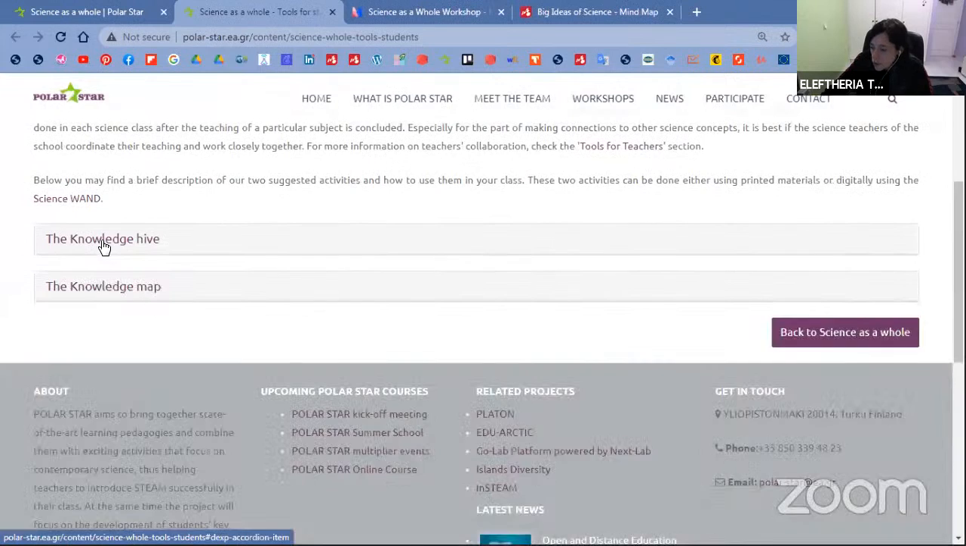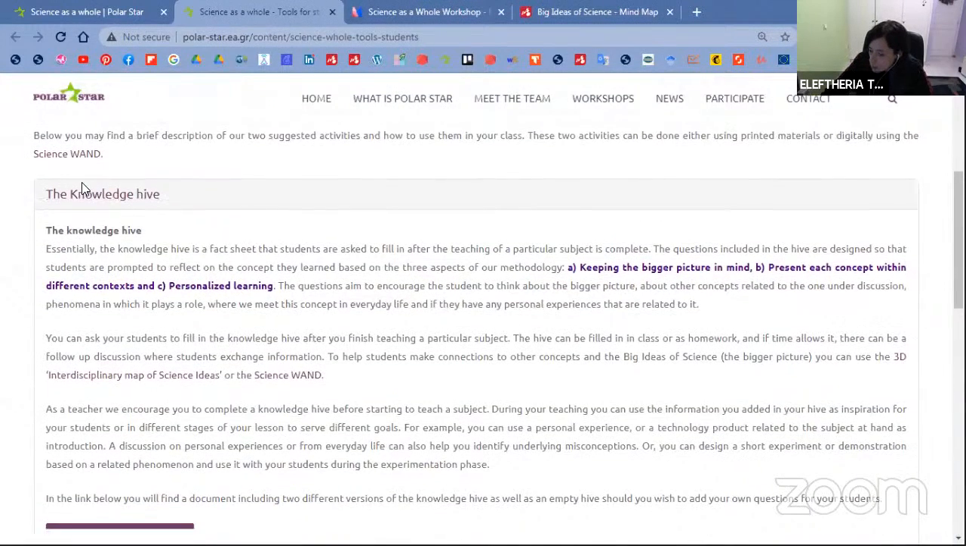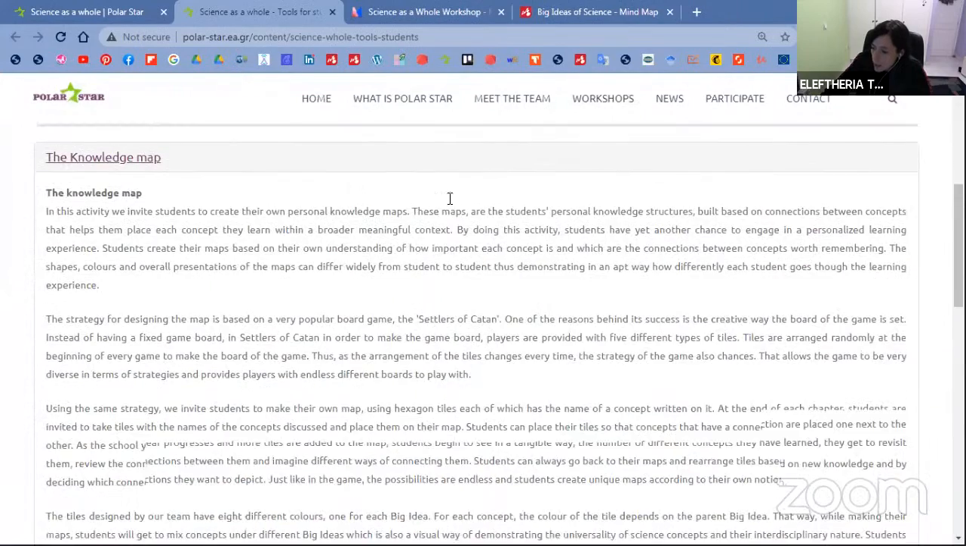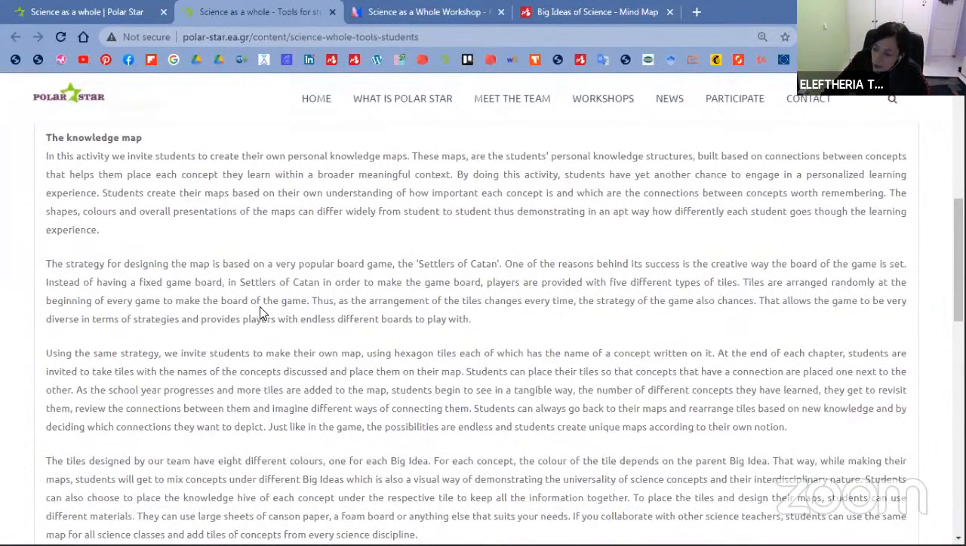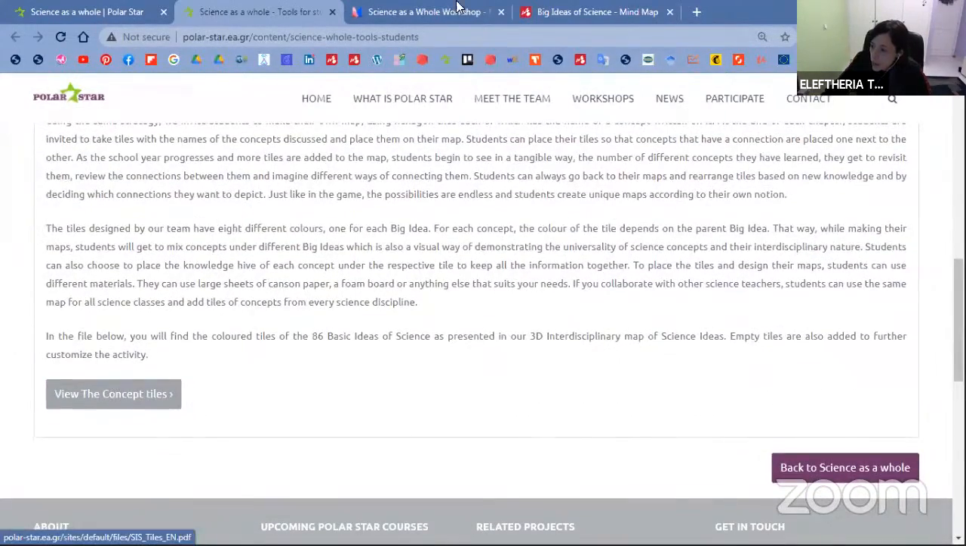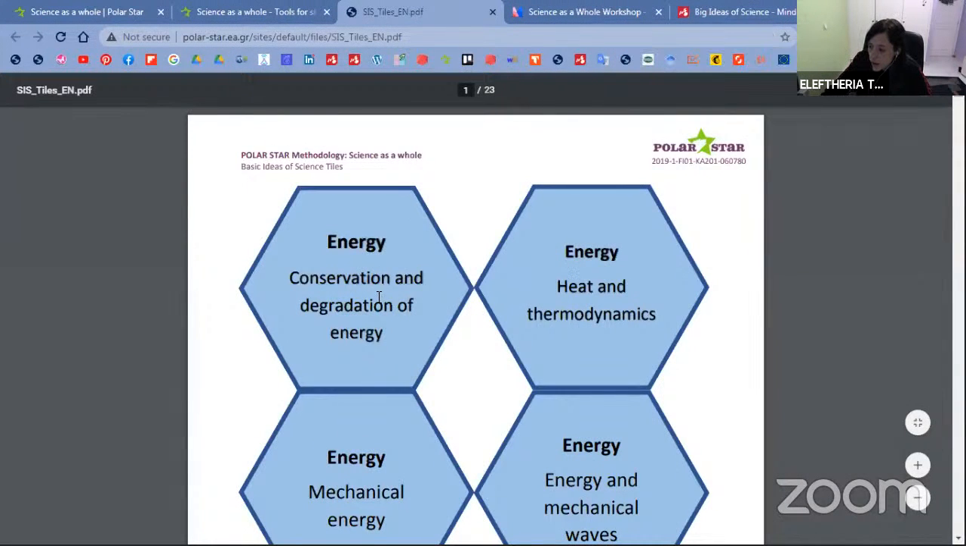And of course, here I explain how to use it. And in the knowledge map, we explain again how to do the concept map, what is the rationale behind the concept map.